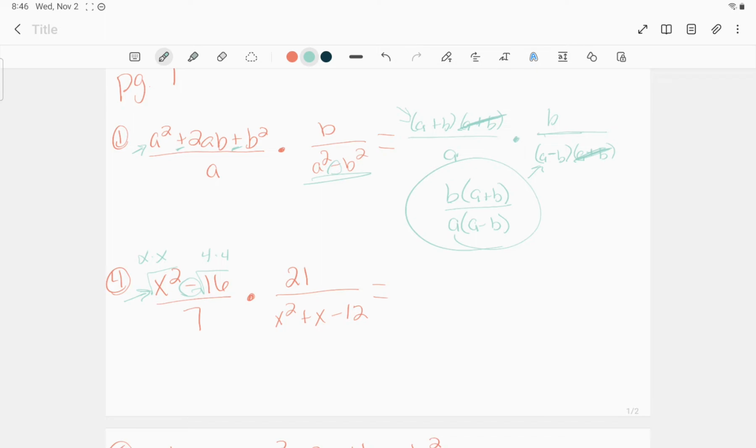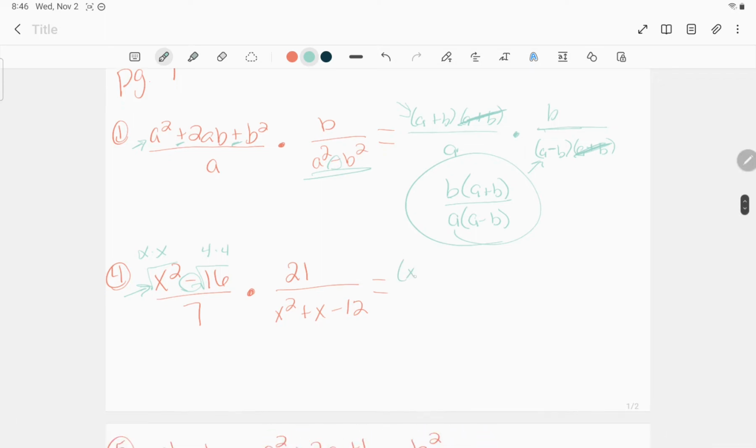So when I factor this, I just factor it exactly like I just wrote it up here: x minus 4, x plus 4. We're going to put that over the 7. Brought my 7 over. And then times, I'm going to bring my 21 over. And then I have x squared plus x minus 12. So now I have to factor out this trinomial. So what are factors of 12? 1 and 12, and 3 and 4.